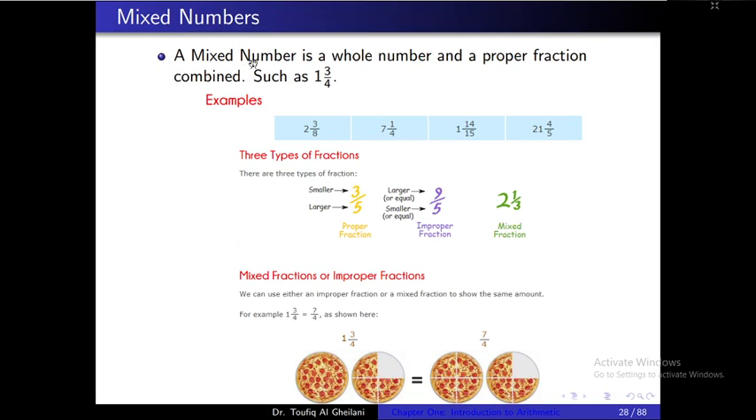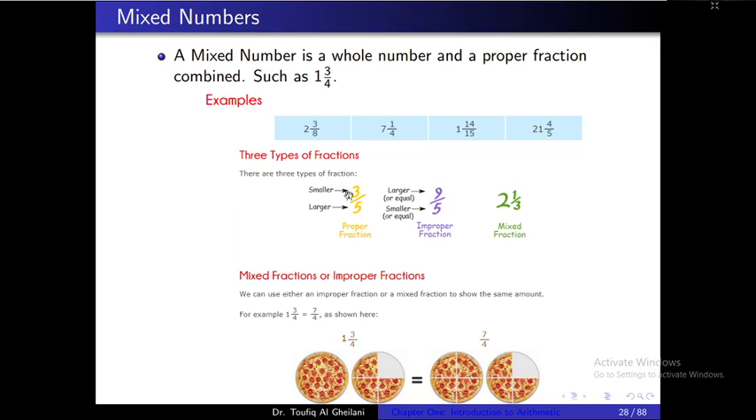Mixed numbers. A mixed number is a whole number and a proper fraction combined, such as 1 and 3/4. So this is a mixed number. Why? Because it consists of a whole number 1 and a proper fraction. For example, 2 and 3/8. So the whole number is 2 and the proper fraction is 3/8, and so on.